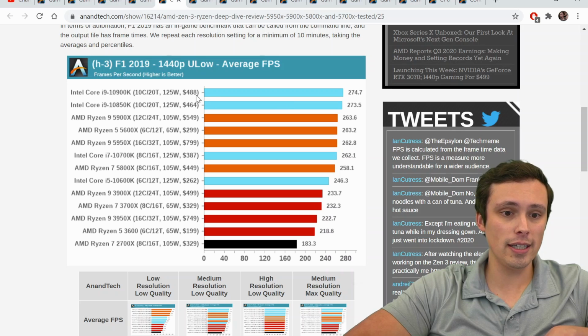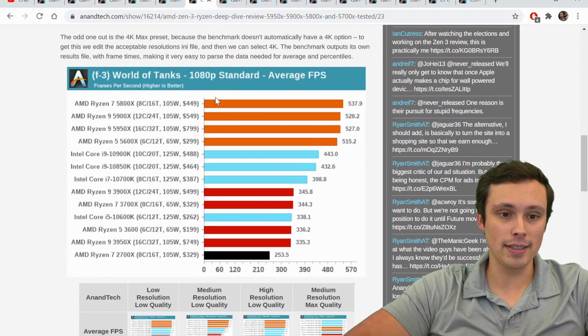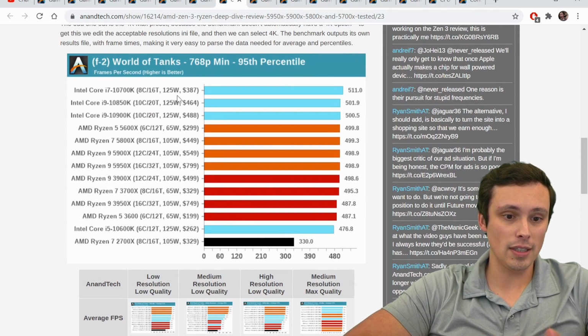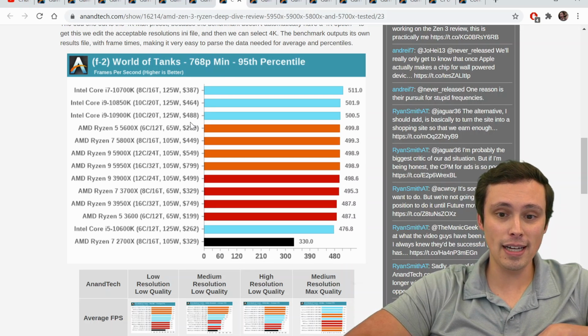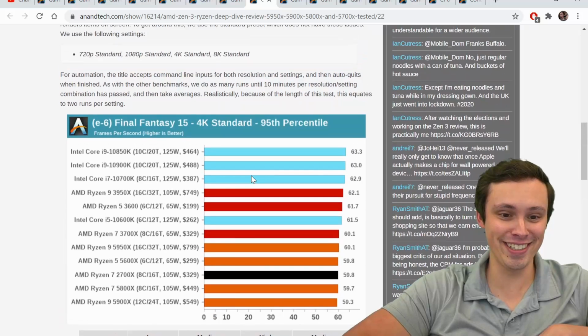So take a look here. Here's one where we're looking at F1 2019, where the Intel processors are coming in on top. Again, it's not a massive lead, but it is a lead. So this is very game dependent. In World of Tanks at 1080p, we're seeing another AMD victory over Intel. And that's World of Tanks dropped down to 768p, absolute minimums. Then they're all just kind of capping out at 500 there. That's probably a situation where the game only goes to 500, you know?